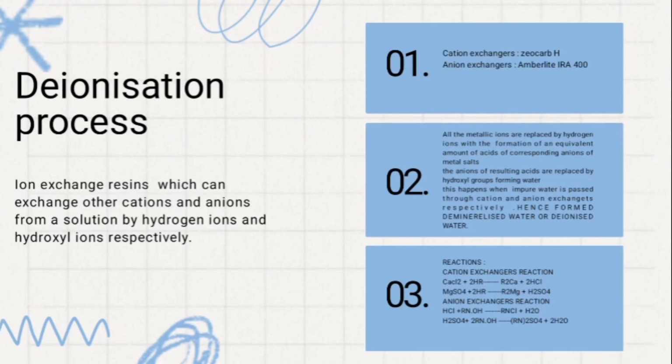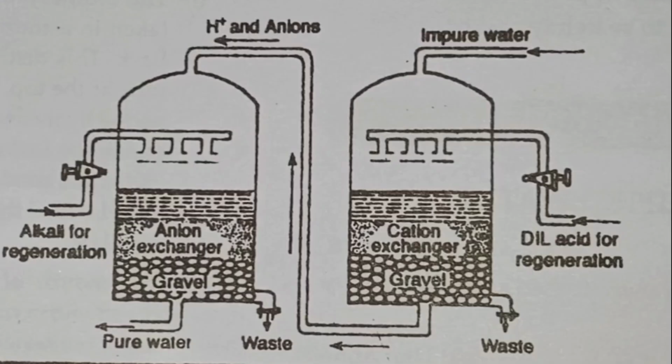When this mixture is passed through an anion exchange resin, it results in the reaction HCl plus RNOH, which is the anion exchange resin, resulting in the formation of RnCl, which is a salt, plus H2O, and H2SO4 plus 2RNOH gives rise to Rn twice SO4 plus 2H2O. First, the impure water passes through the cation exchange resin, resulting in the formation of salt and acids, and then it is passed through anion exchange resin, resulting in the formation of deionized water.